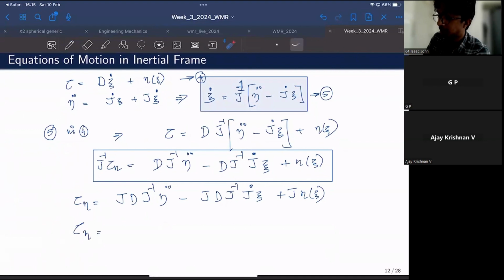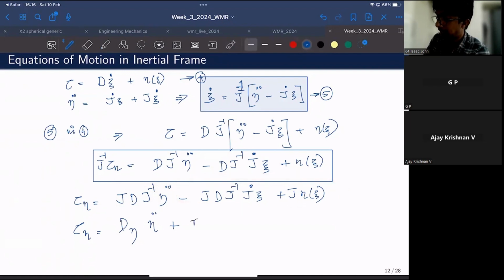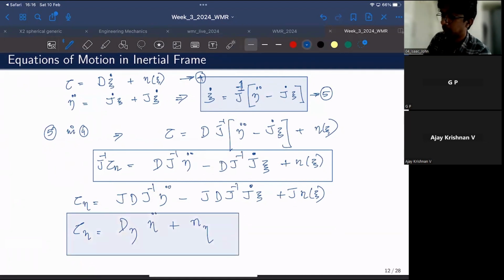You can call this matrix the new inertia matrix, because the coefficient of eta double dot would be your inertia matrix. You can call this D of eta, times eta double dot. Plus, you can call this entire term the new Coriolis term, n of eta. So this will be your equations of motion in inertial frame of reference.